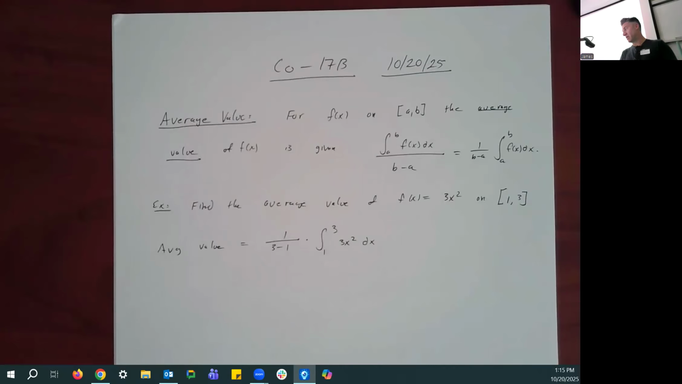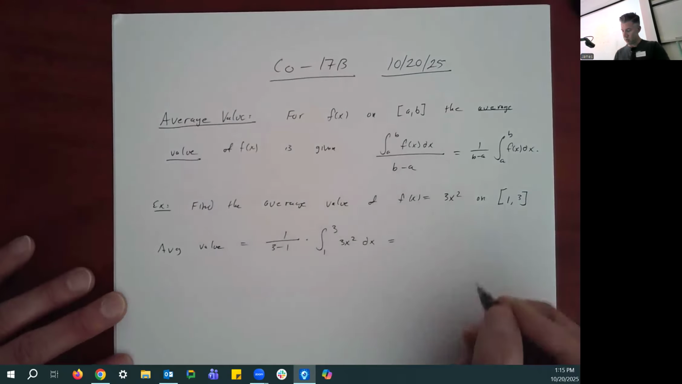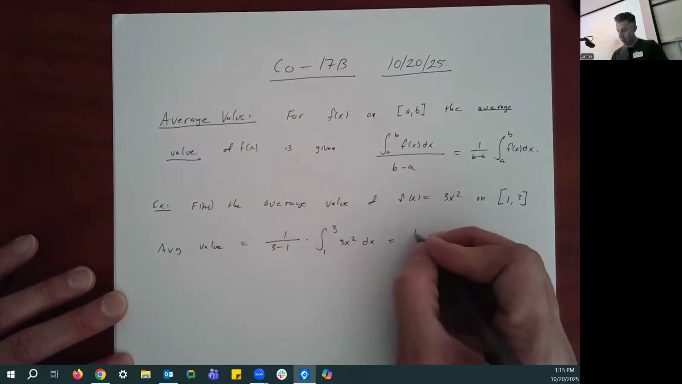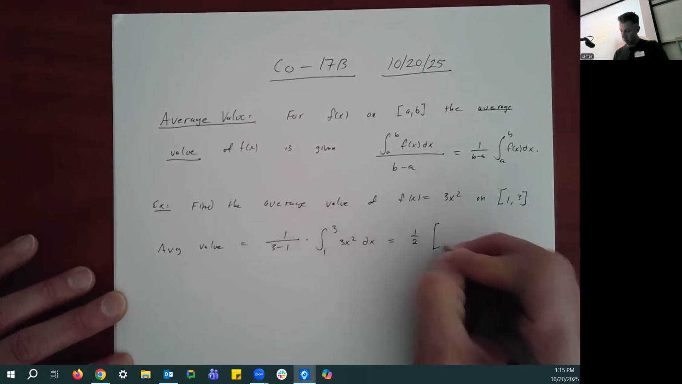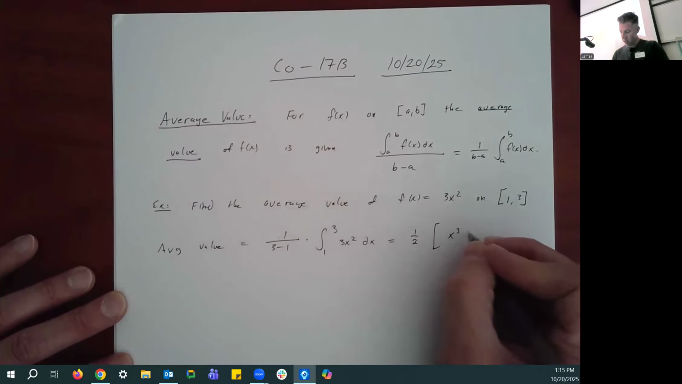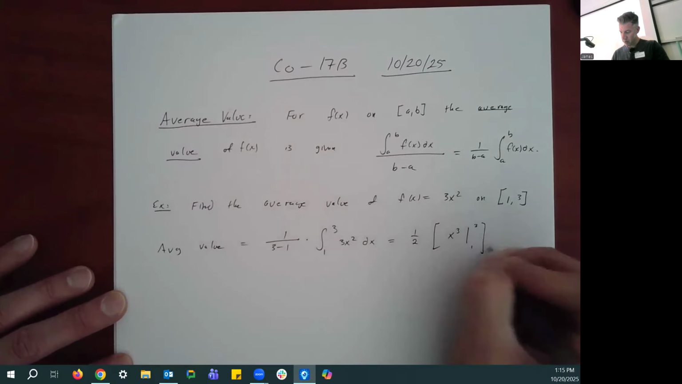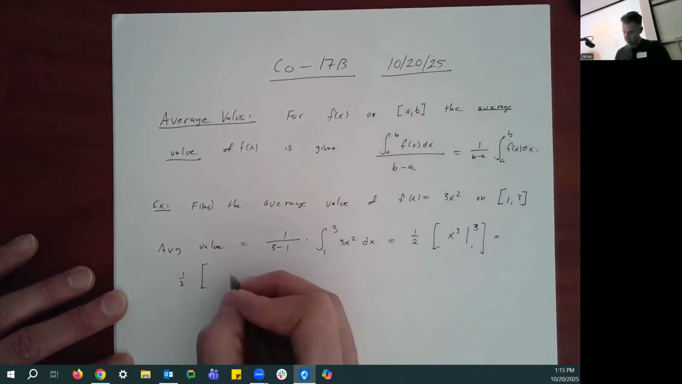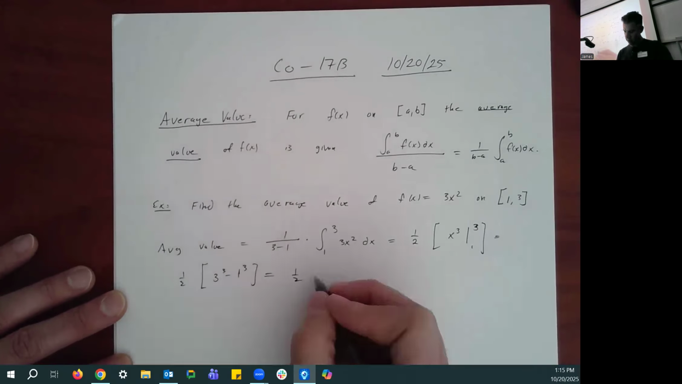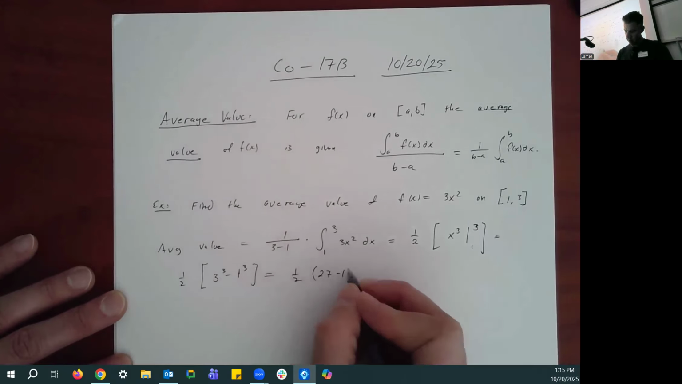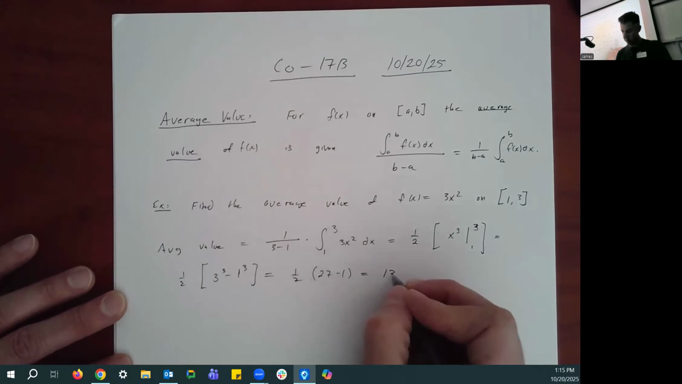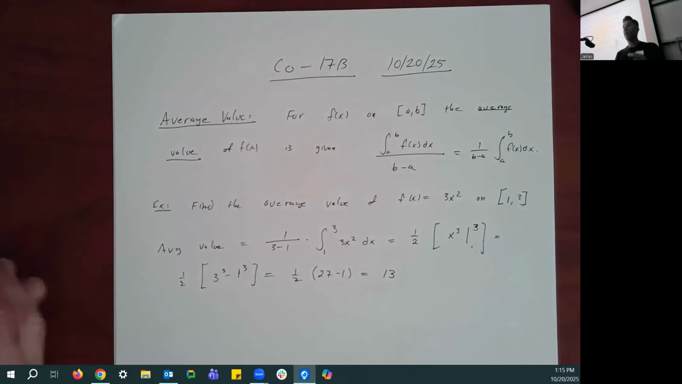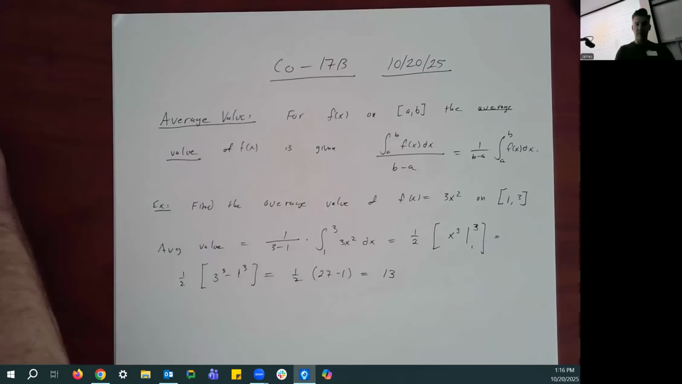This is a pretty easy example. We can find it. So that's going to be 1/2 times the integral of 3x squared, which is x cubed, evaluated from 1 to 3. So we're going to get 1/2 times, that's a 3 in case you can't tell, 3 cubed minus 1 cubed, which is 1/2 times 27 minus 1. And 1/2 of 26 is 13. So on that interval, the average height of the function is 13.